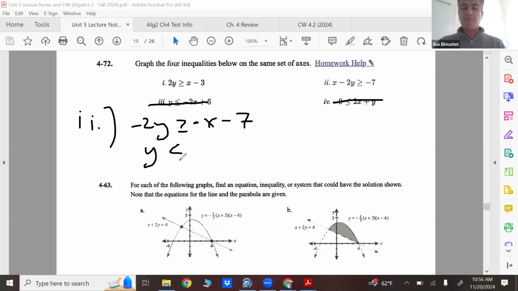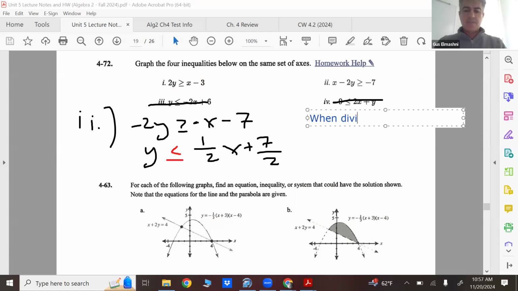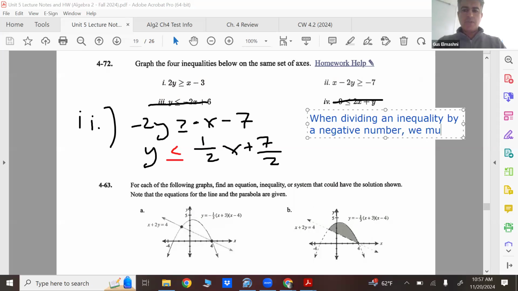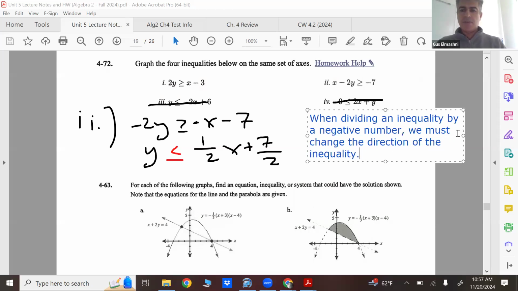Divide by -2, but you have to flip. Let me put this in red so it stands out. This is so important. A lot of people mess this up because they're just not careful. Why the flip? Great question. I'll explain in a moment. But when we divide by a negative, you must flip. When dividing an inequality by a negative number, we must change the direction of the inequality. Yes, we must do that.